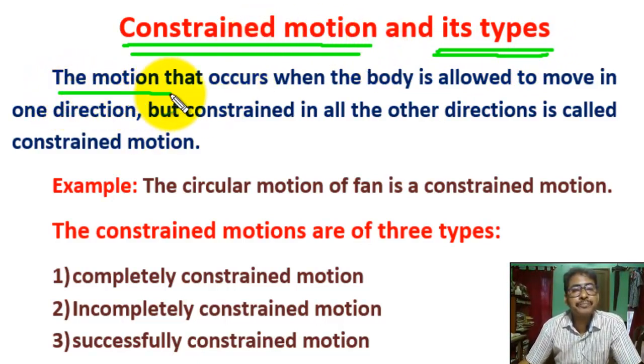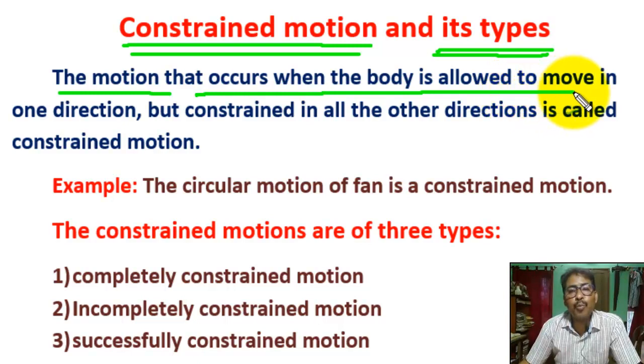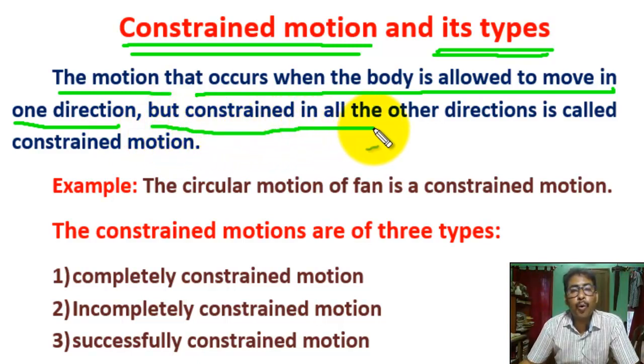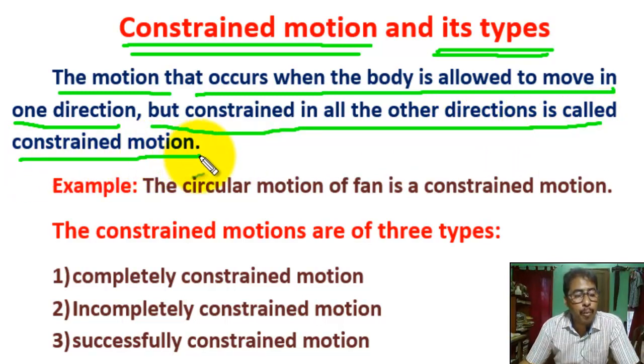The motion that occurs when the body is allowed to move in one direction but constrained in all other directions is called constrained motion.